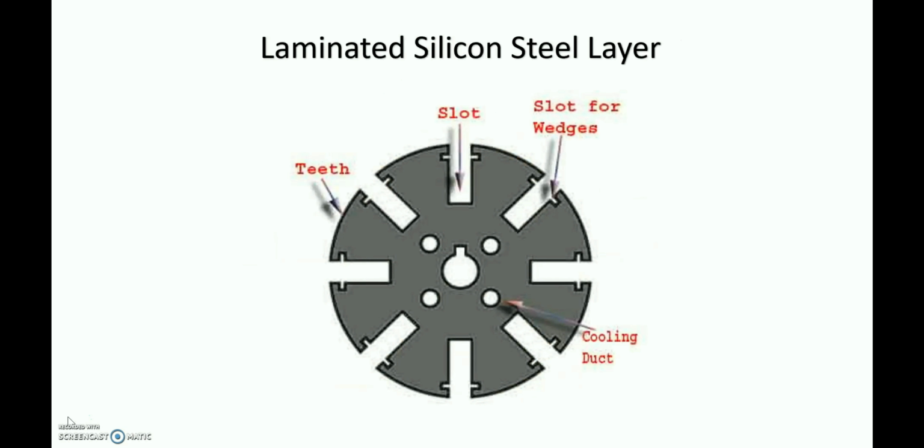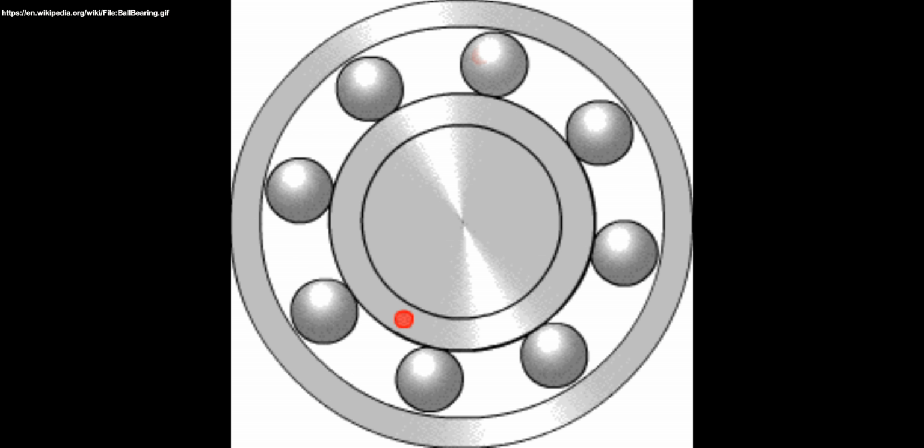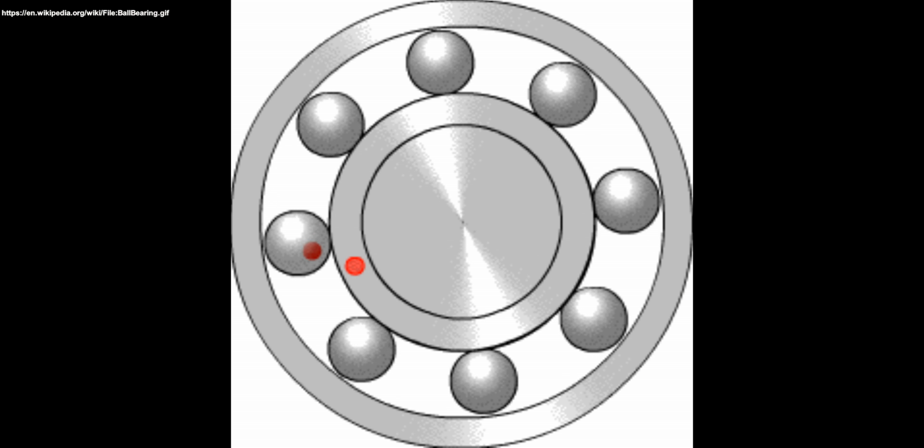Not only that, holes are also punched into the thin layers of silicon steel that make up the armature core. The holes are known as air ducts. The design is important in ventilating the generator and preventing overheating of this machine. Last but not least, bearings are also used to provide smooth movement of the armature core.